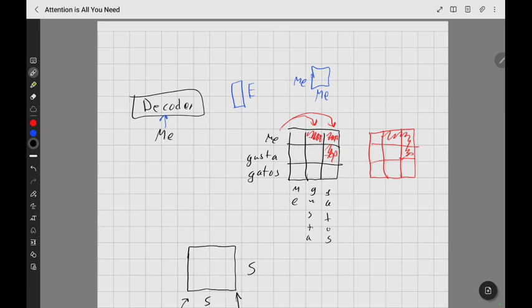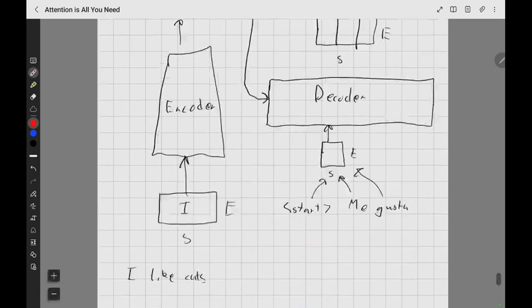Whenever you multiply this by the values, it keeps this property, since it's just a reweighting. "Me" keeps the property where it just looks at itself. "Gusta" looks at "me" and "gusta". "Gatos" can look at anything. That's what the mask is. You mask it by adding a triangular matrix of negative infinities in the upper triangle, and then it won't be able to attend to the future.